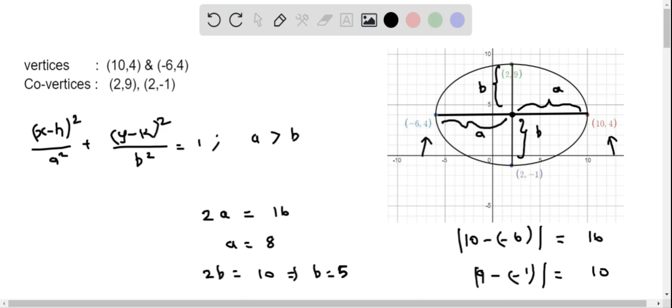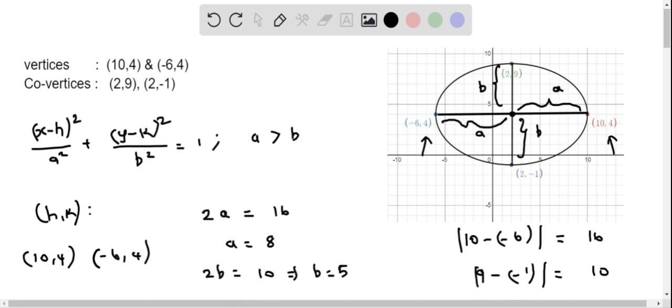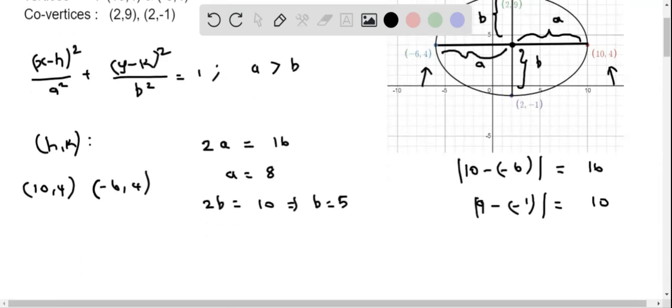So we can substitute into this equation. But let's find the center h comma k. The coordinate of the center is h comma k. Basically, the center is halfway between the co-vertices and vertices. So we can apply the midpoint formula either to the vertices or to the co-vertices. So let's consider the vertices 10 comma 4 and negative 6 comma 4. Let's apply the midpoint formula for this to find the coordinate of h comma k. So this will be (10 minus 6) divided by 2 comma (4 plus 4) divided by 2. This is basically h comma k.